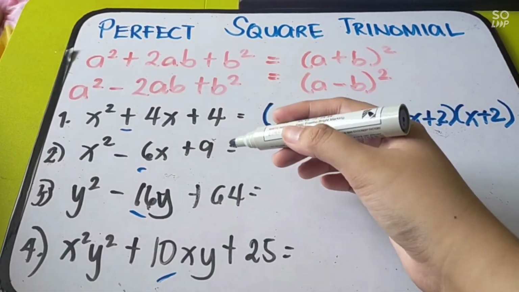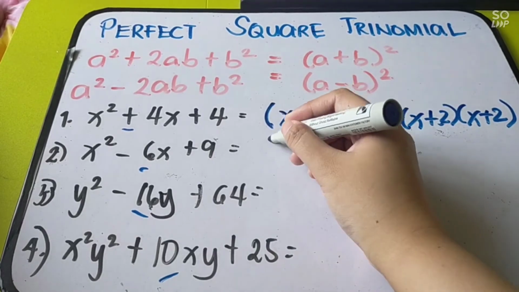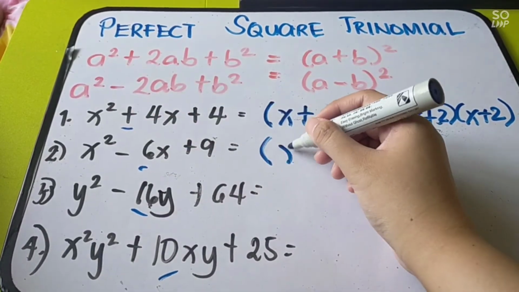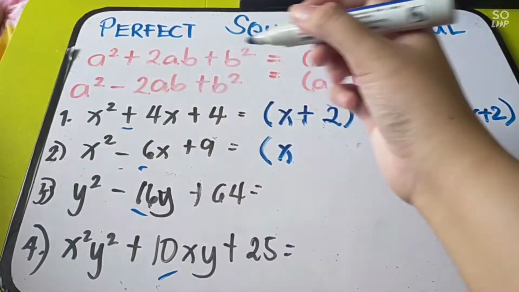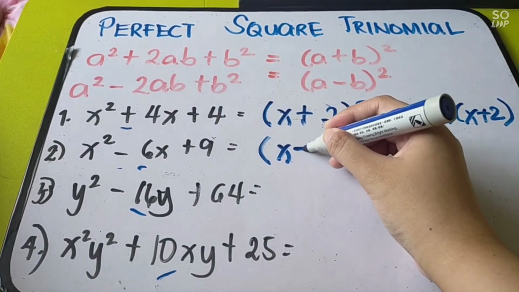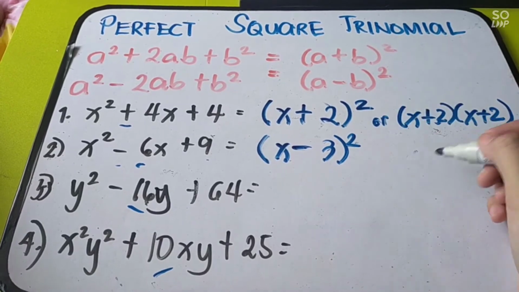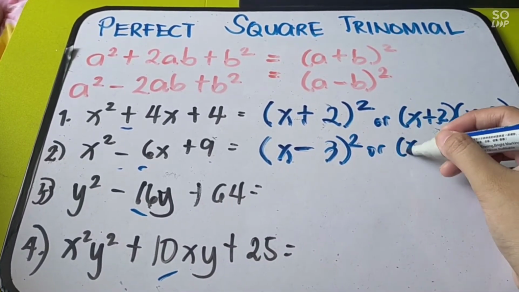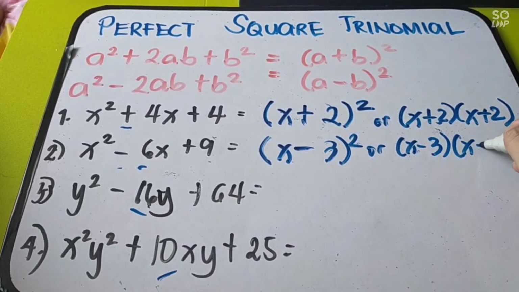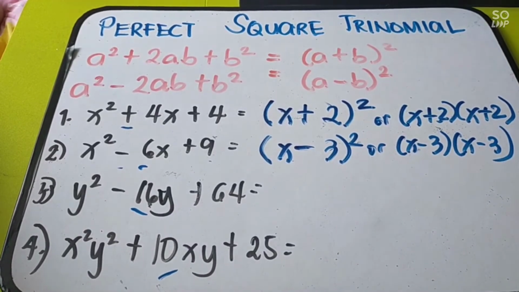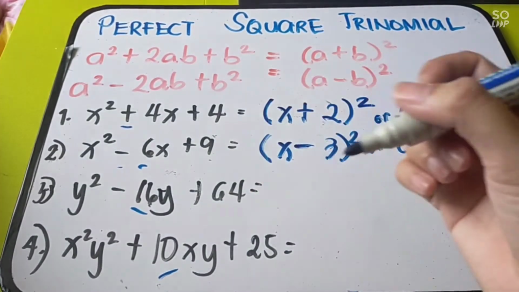X squared minus 6x plus 9. So, we have here a perfect square, which is x. Then, just copy the sign of the second term, minus. What is the square root of 9? We have here 3. Then squared. Or, meaning, this one is x minus 3 times x minus 3. Ayan. Next tayo, let us have number 3.